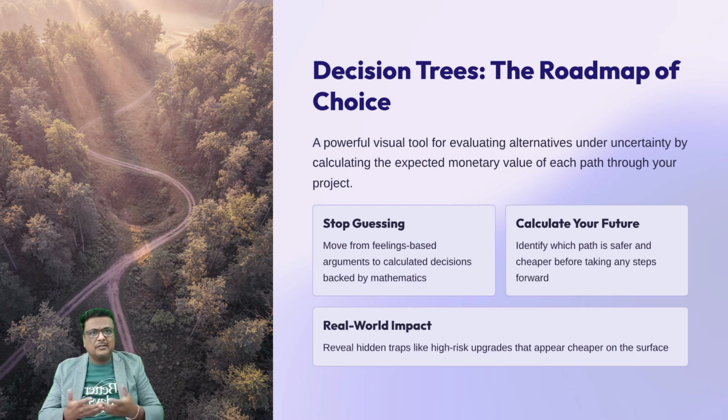So now that we have mastered the idea that a decision tree is a visual map for our choices, you might be wondering what the actual parts of this tree look like. Well, that brings us right into our next step, which is nodes and branches.